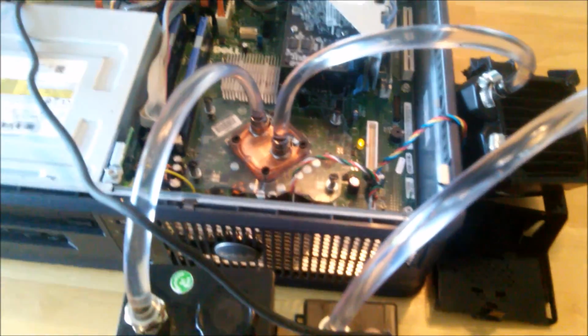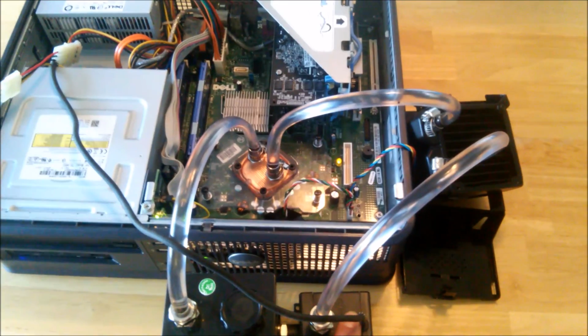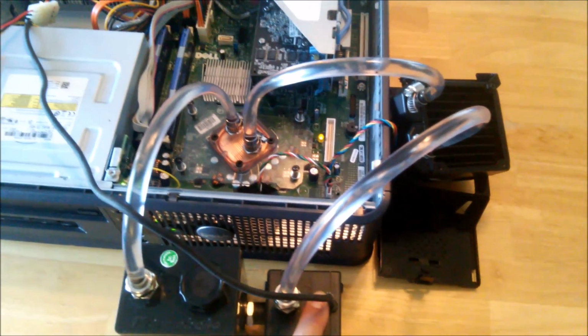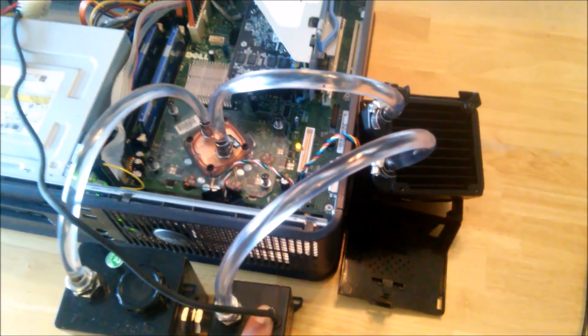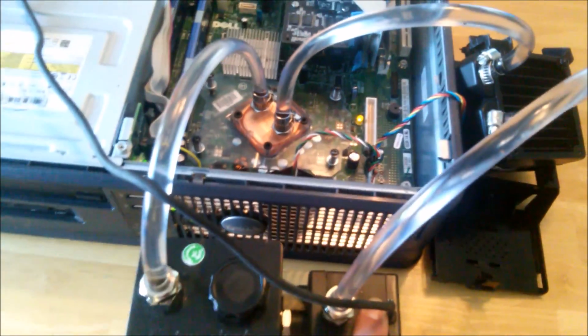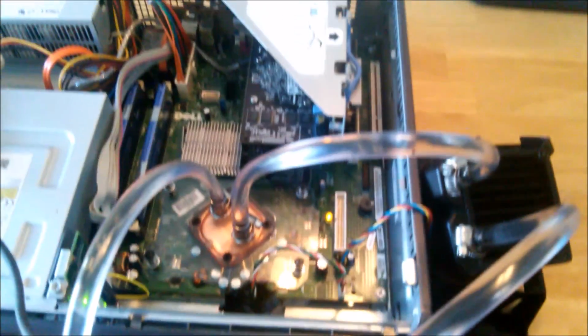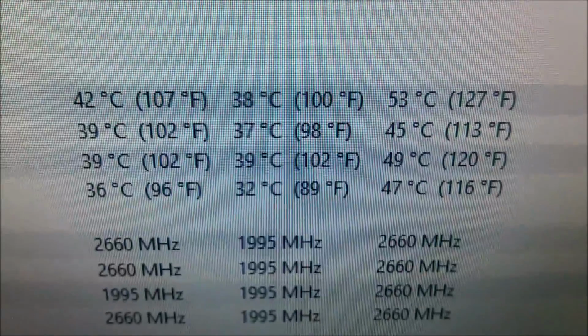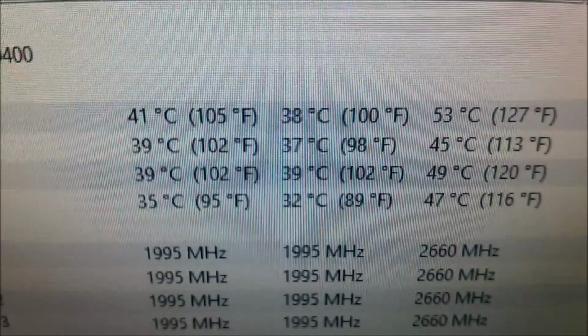Alright. Tomorrow, I'll run to the Radio Shack and get some thermal paste. But as of right now, I'm super stoked because those are the temps with shitty thermal paste, like not enough at all.